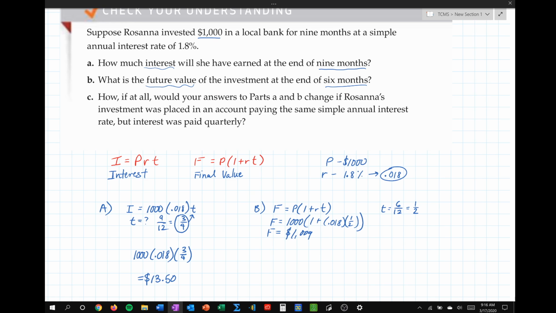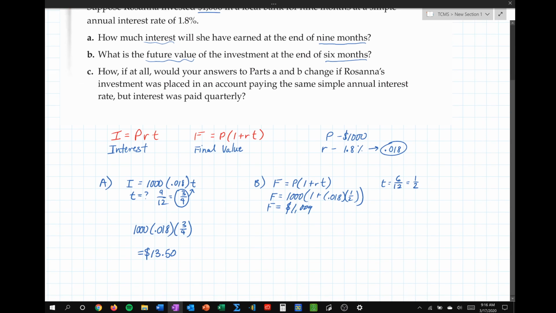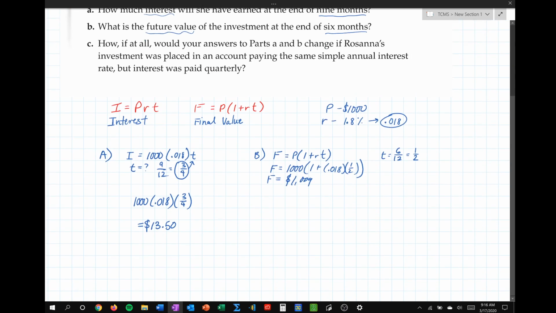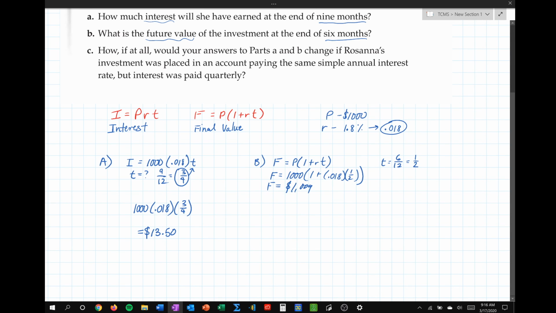Now part C adds another level of complexity, but the whole point of part C is to show you that with simple interest, regardless of whether the interest is paid at the end of the term, such as at the end of 9 months, 6 months, or a year, or paid quarterly, there is no difference when the interest payments are made onto the principal. The final value you get will be the same whether the payments are made in shorter amounts of time or at the very end.